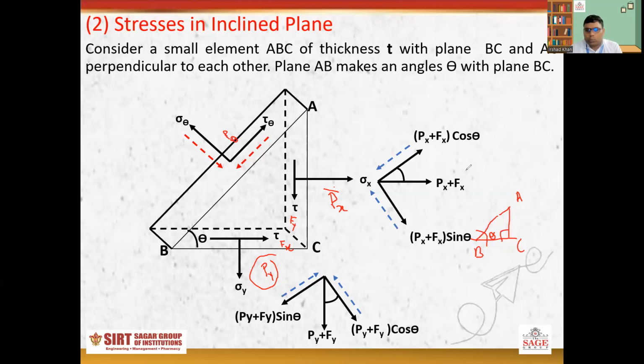and taken two components, one parallel and one perpendicular to the inclined plane, and this angle must be theta. And similarly here, Fy and Py, which are acting vertically, and similarly this angle is theta. Resolve into two components: Px plus Fx cos theta, and another component Px plus Fx sin theta, here Py plus Fy sin theta and Py plus Fy cos theta.